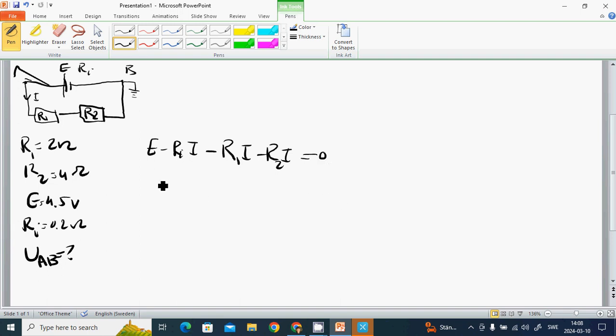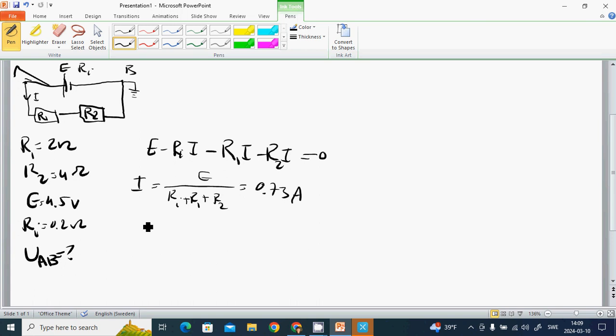Then we put R here and calculate I equals E divided by Ri plus R1 plus R2, and it is going to be 0.073 ampere.